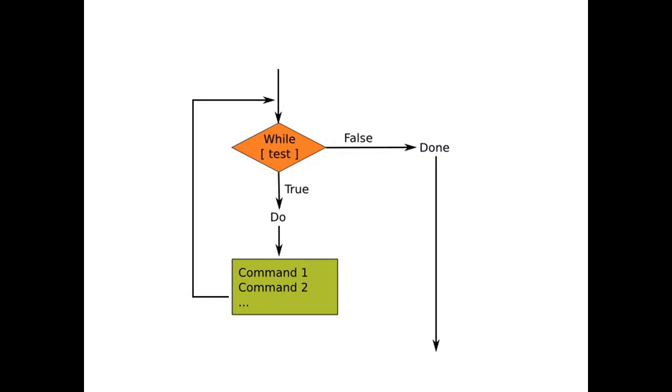Flowchart of the while loop. First the condition will be tested. If this condition is true, it will execute the do statement, that is, the set of commands. Then once more it is going to check the condition. So this part will get executed until the condition is true. Whenever the condition becomes false, it will come out of the loop and execute the next part.